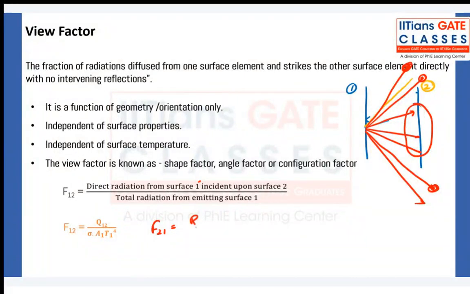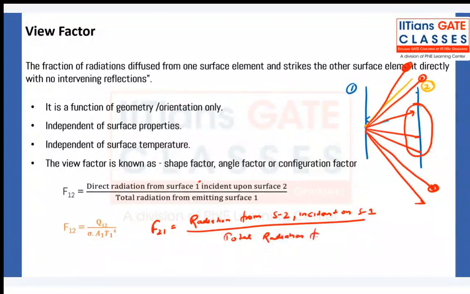Radiation from surface what? From surface 2, yes, incident on surface 1, yes, and total radiation from surface 2. Okay, so how much of whatever has reflected or gone out or emitted is directly incident on surface 2 is basically the shape factor, view factor, angle factor, configuration factor, whatever you want to call it.